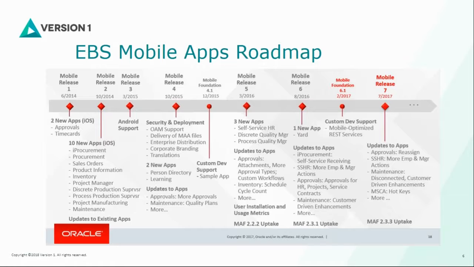March 2016 saw added mobile applications manager functionality within the core application itself. And the 2017 releases, so we're now on release 7, and they again involved enhancement to custom development support, mobile applications framework and to existing applications functionality.